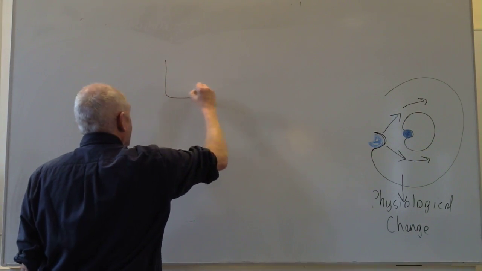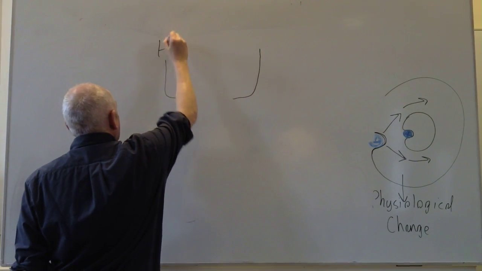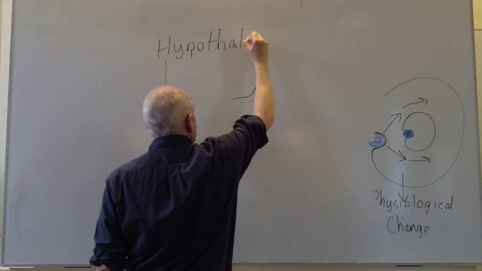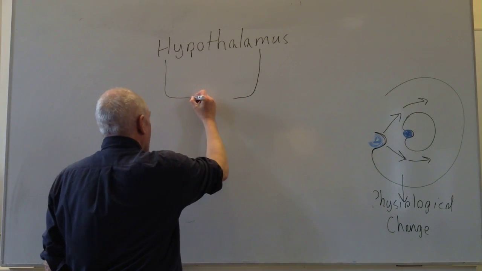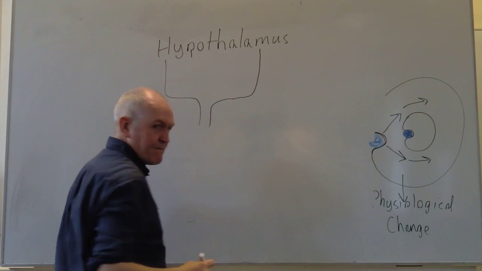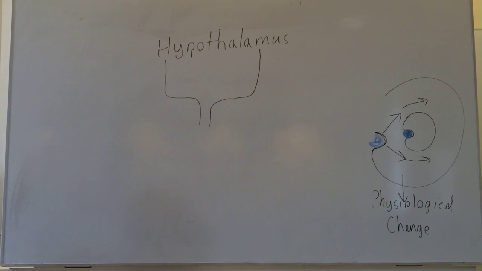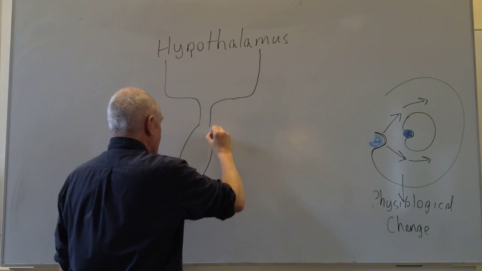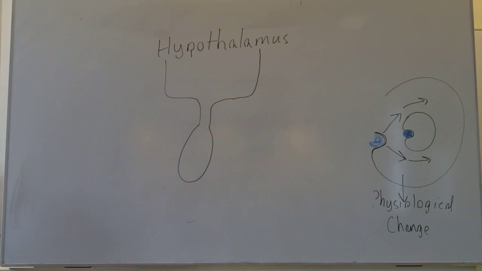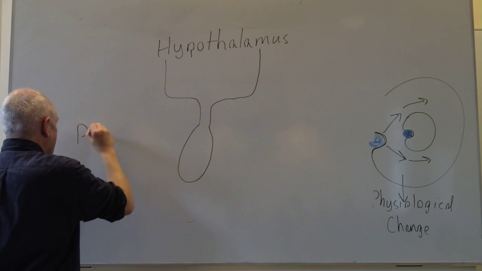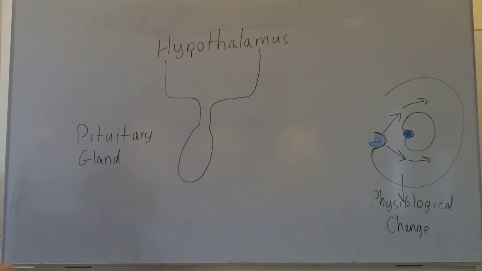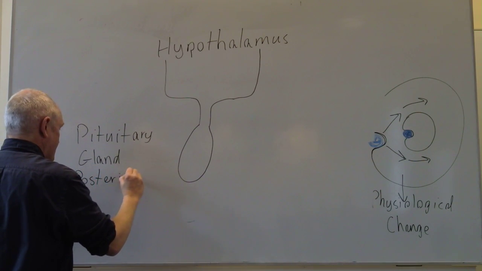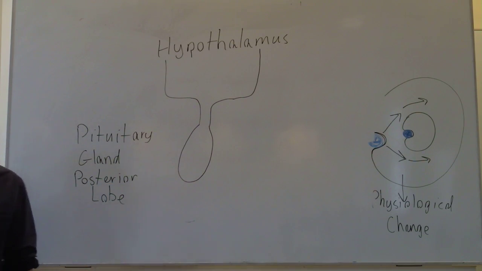So here's the bottom part of the hypothalamus here. So this bit here is the hypothalamus. It's one of the bottom parts of the brain. And at the bottom part of the hypothalamus is like a little stalk like this. And that little stalk widens into a lobe like this. And this lobe is part of what we call the pituitary gland. And it's actually the back of the posterior gland, so it's the posterior lobe. The posterior lobe of the pituitary gland.